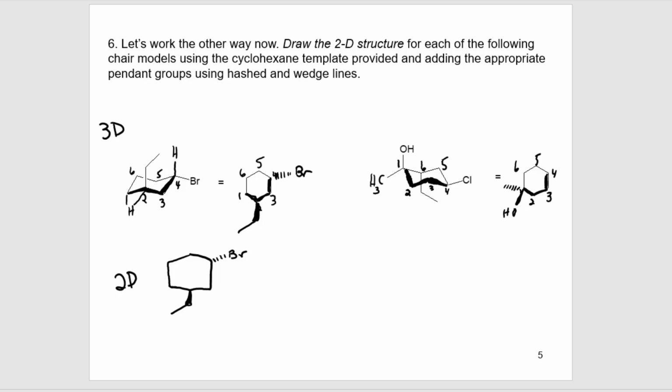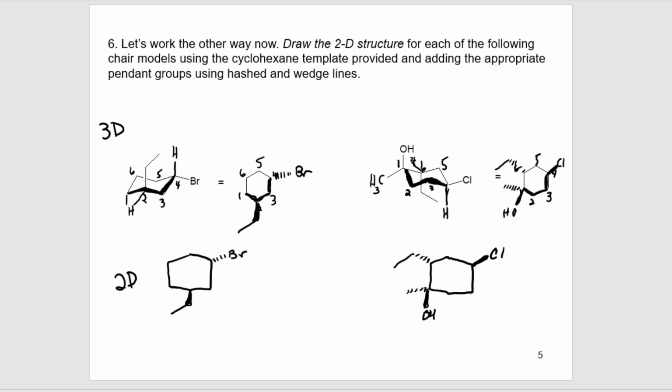Skip 2, skip 3, 4 has a chlorine on it and a hydrogen. The hydrogen is down, so the chlorine on 4 is up. Skip 5, 6 has a hydrogen up, but the ethyl is down. So 6 has a down ethyl. And we can rewrite and clean this up nicely as a down ethyl, a down methyl, an up OH at 1, skip 2, skip 3, 4 has the up chlorine. And there you have it.